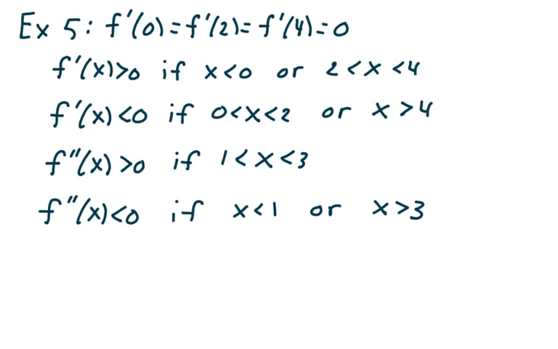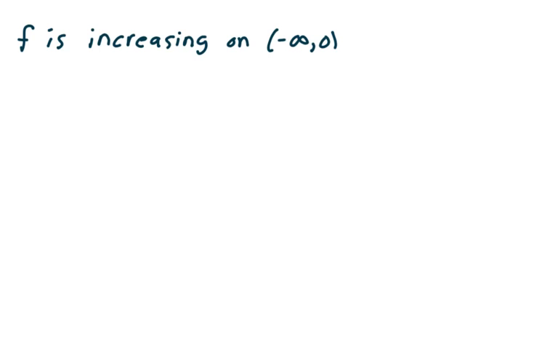Now, let's take a look at the first condition. So over here, we can say this. F is increasing on negative infinity to 0 and 2 to 4.